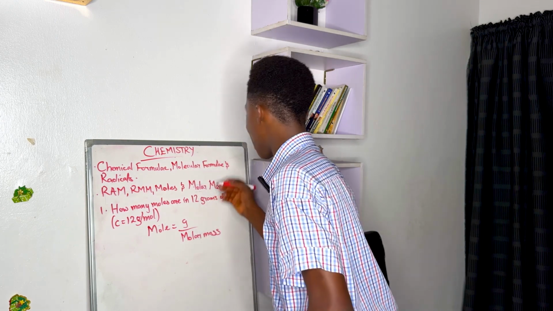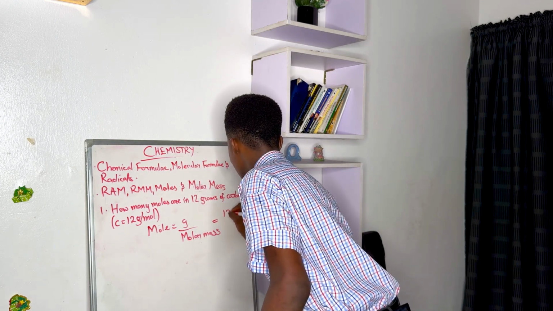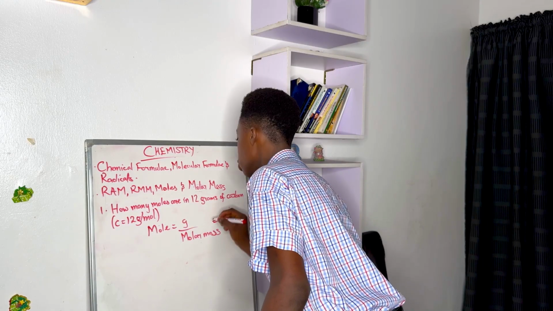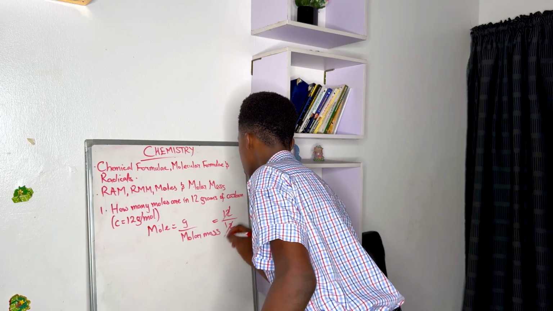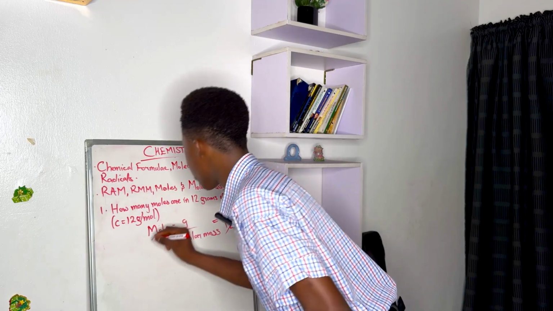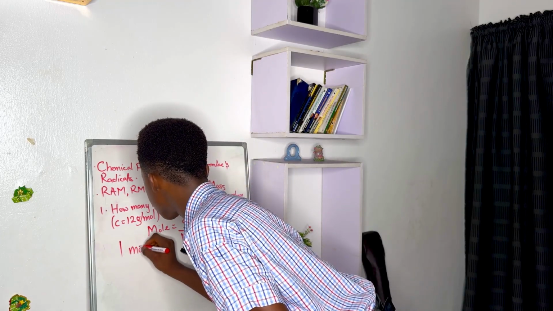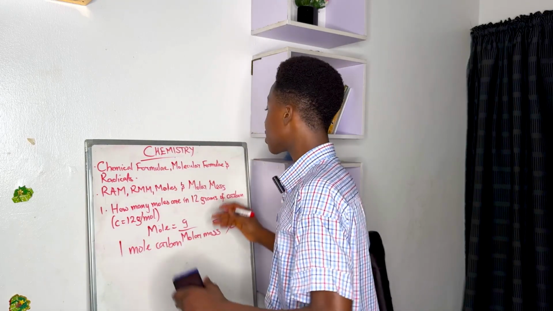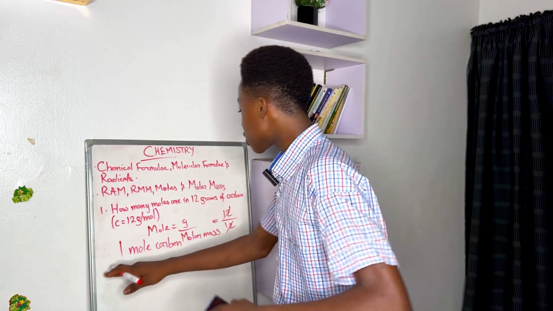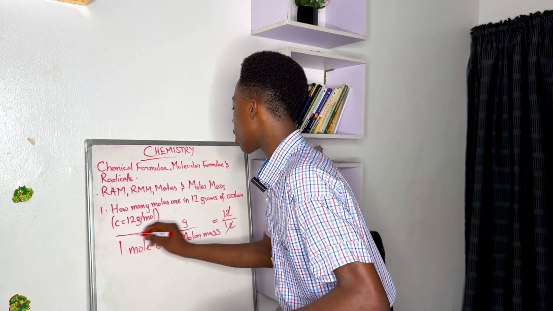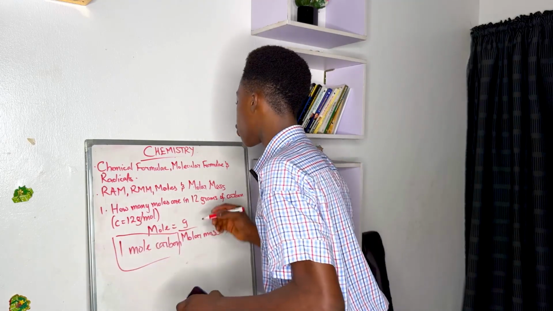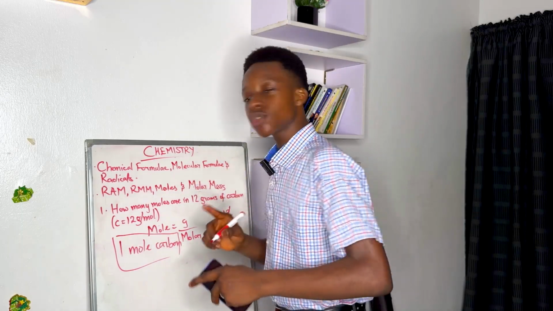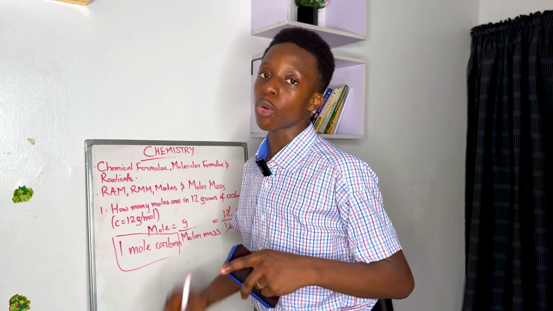So we have the mass, which is 12 grams, and we have the molar mass, which is 12 grams per mole. So 12 cancels 12, and therefore, this is 1 mole of carbon. We've explained our first question, and we've already gotten 1 mole of carbon. If you have 12 grams of carbon, and you know that carbon has 12 grams in every mole, you already know that that is 1 mole of carbon.